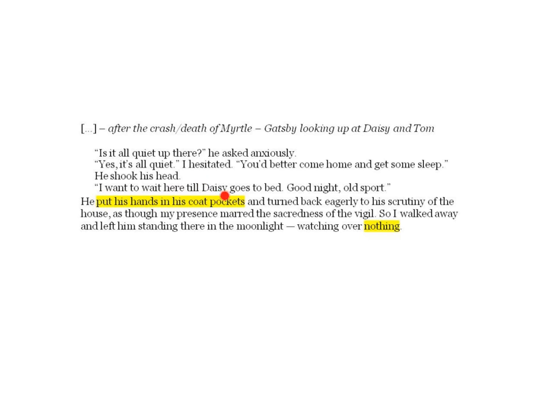So I walked away and left him standing there in the moonlight, watching over nothing. So even though it's nothing, that is still the language of amounts there. Gatsby is lost. Despite the wealth he has accumulated, he has lost his grail, or the goal he was pursuing. She is returned to her husband, and he is left empty with nothing.